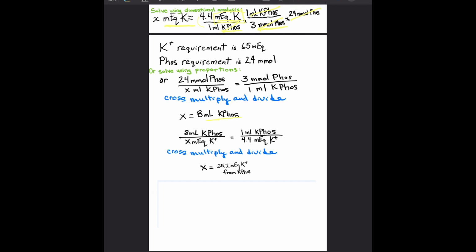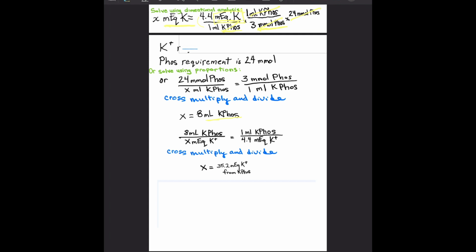So I put it over X milliequivalents potassium equals, I just match up, make sure that these units are exactly the same over here, milliliters of potassium phosphate, and I make sure that the units on the bottom are the same, milliequivalents of potassium. They are. And again, I got this number from the question itself, that there's 4.4 milliequivalents of potassium in every 1 mL of potassium phosphate. So now I cross multiply and divide. Guess what? I get the same answer, 35.2 milliequivalents of potassium from potassium phosphate.